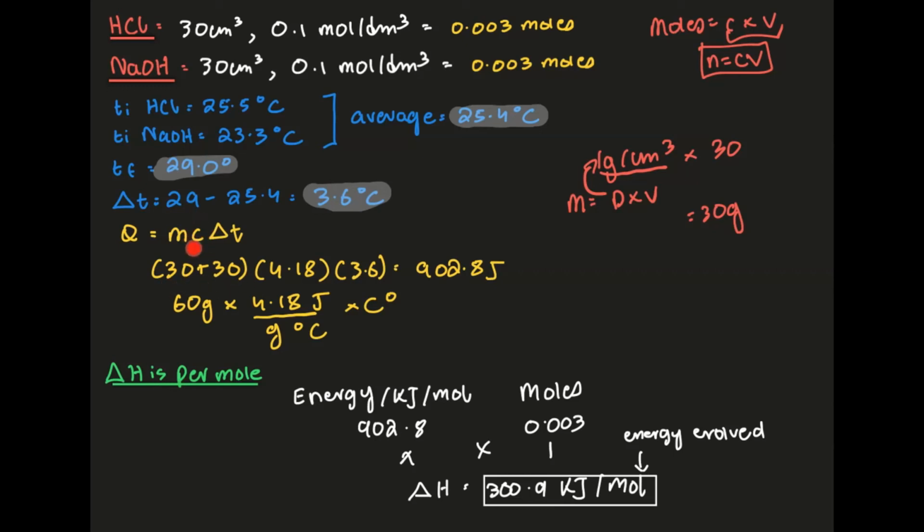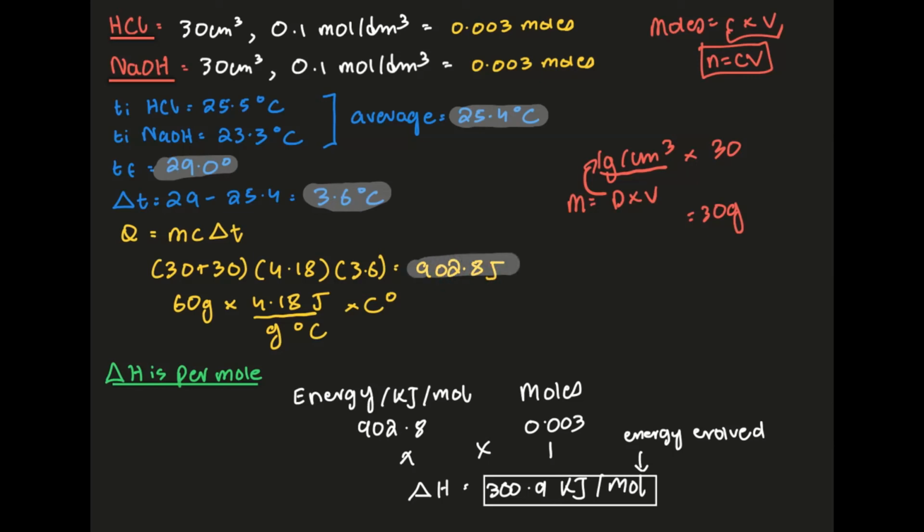Now C refers to the specific heat capacity, which is 4.18. This is a constant and it's given in your data booklet. And after that, you have the change in temperature, delta T. Delta refers to change. So the change in temperature, which has already been calculated, is 3.6 degrees Celsius. And you just multiply these values and you get this answer over here.